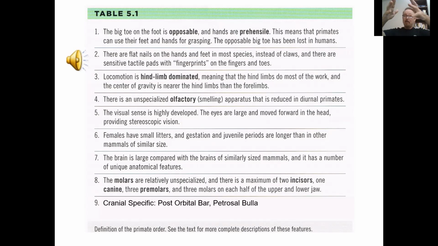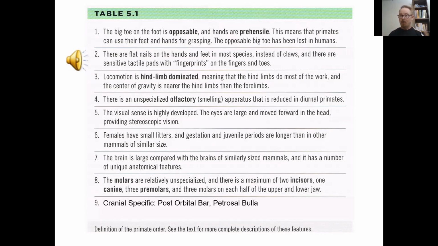And by overlapping the visual field, we get a very good sense of depth perception, how far things are away from us. Right? And in addition to that, in many orders and families of primates, there is color vision, high acuity color vision. So between the resolution that we can provide, the overlapping field, the stereoscopic vision provides us depth perception and color vision. Primates have very highly developed visual senses overall.